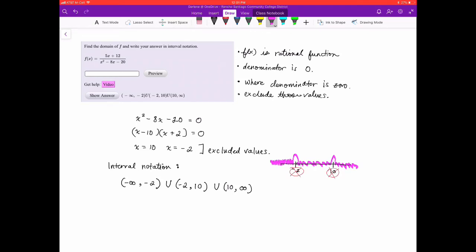So notice that we have to take this interval to the left of negative 2, in between negative 2 and 10, and then to the right of 10. But it can never be those values. So we have those three intervals in which the endpoints are the negative 2 and 10. And we can see above that that is the answer.